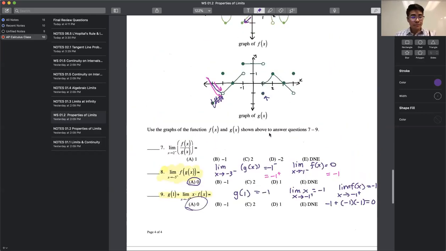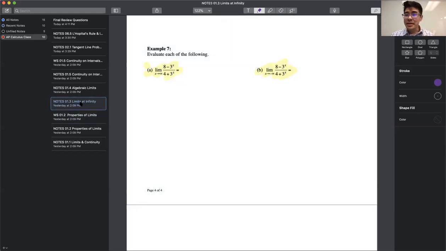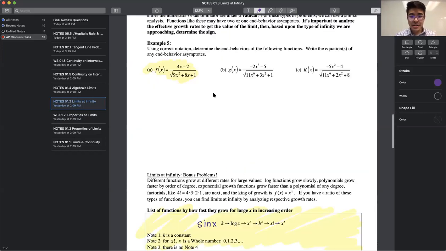So that's just graphical, in case you get a graph and they ask you to evaluate the limit. I wanted to make sure you knew how to do that. The next part is limits at infinity.